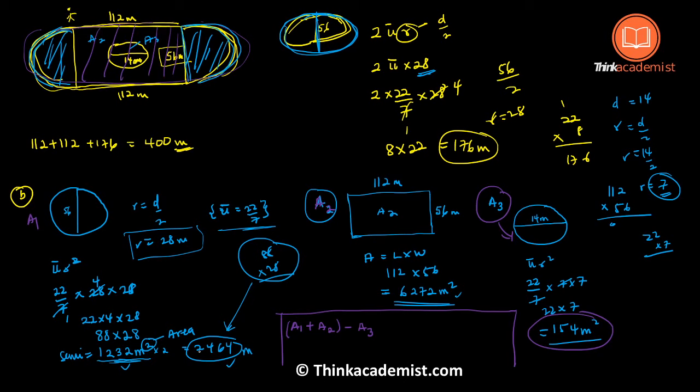Now, when I add this 2, 4, 6, 4, okay, 2, 4, 6, 4, and then I add the area for the rectangle, which is what? 6, 2, 7, 2. This should give me 6, 3, 7, 8 meters.